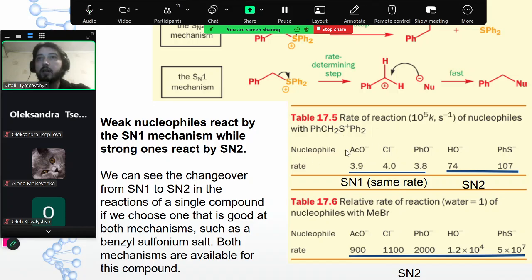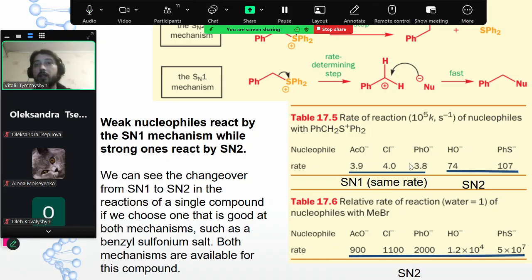And here are some rates of different reactions, and we can see the changeover from SN1 to SN2 in the reactions of a single compound if we choose one that is good for both mechanisms, such as benzyl sulfonium salt. Both mechanisms are available for this compound, and we can use some weak and some strong nucleophiles to see what changes when we have different mechanisms.